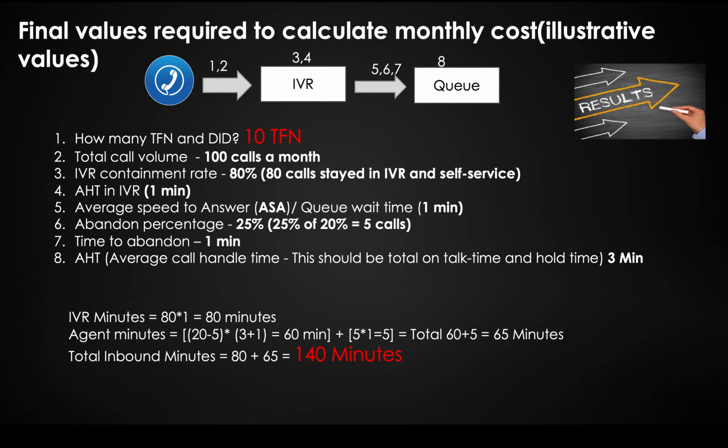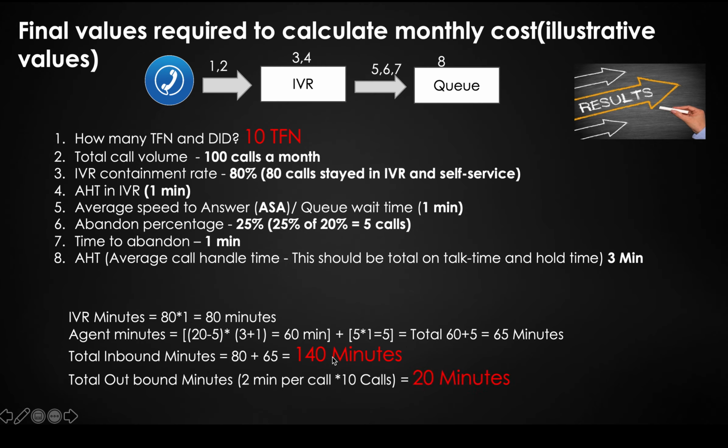But if you don't consider the containment rate and directly take agent minutes as your total minutes, in this example, if you have the same calculation where you took 100 calls a month and calculated as agent minutes, your calculation is wrong, because you're ending up paying or factoring more minutes to come up for a pricing. So if you look here, the items in red, so 10 TFNs is my input 1, 140 minutes is my input 2, and then lastly, I also need to know how many outbound calls you have.